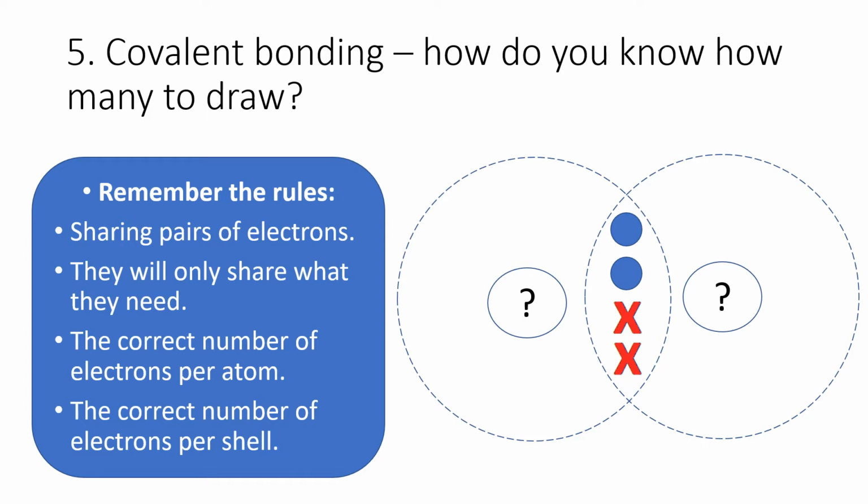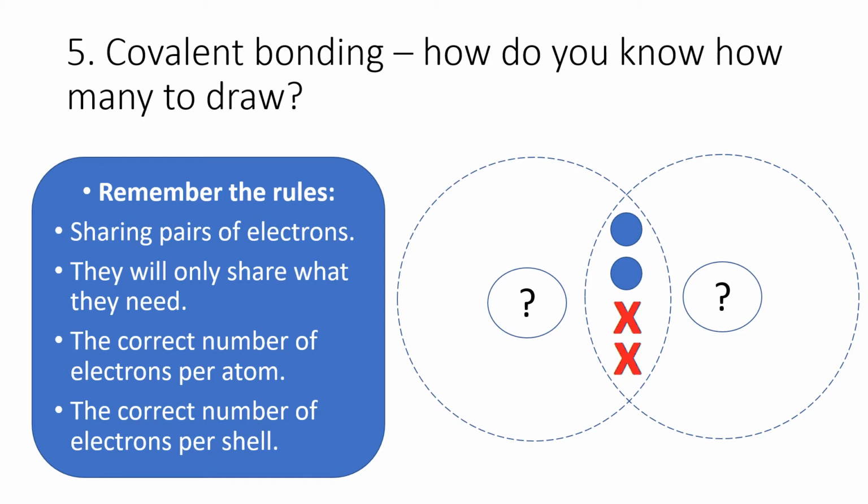Okay, so the second rule then, they will only share what they need, which means, for example, hydrogen will never share 2 electrons because it only needs 1 more. So it will only ever share 1 electron. Carbon, on the other hand, will share up to 4 electrons because it needs 4.